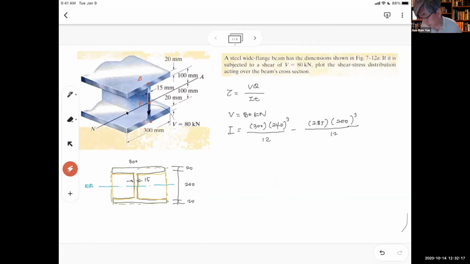So then you will get 155.6 times 10 to the minus 6 meter to the fourth power. Okay, so we just calculated I, and we need t and Q, right?